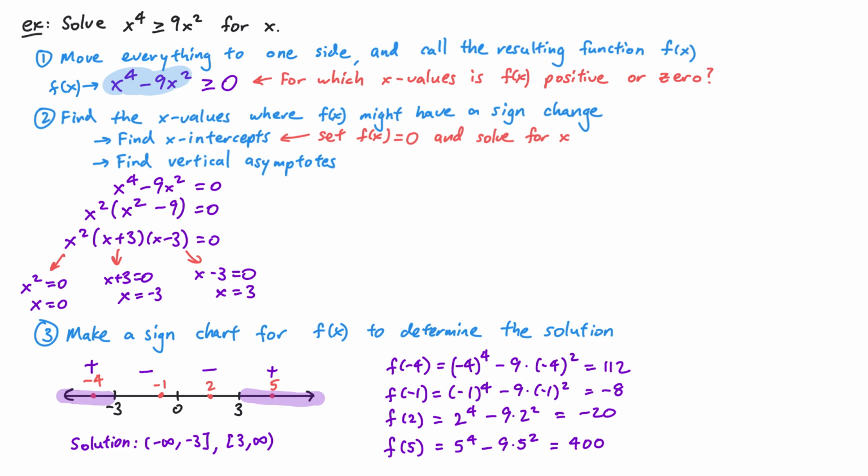But that's not all. We're interested in all x values where f of x is positive or 0. We've handled the positive portion. To include all of the x values where my function is equal to 0, we need all of the x-intercepts. We've already included negative 3 and positive 3. We also need to include the x-intercept at 0. So we need to include in our solution x equals 0.